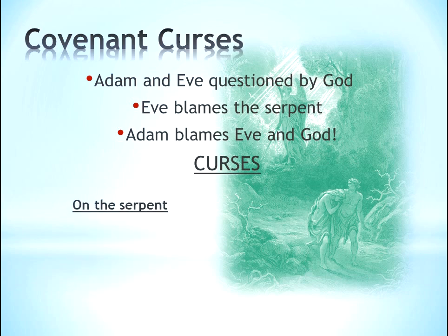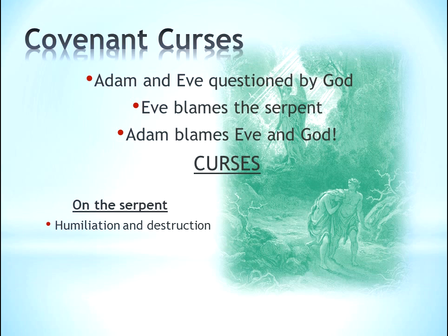Number 1, on the serpent. You notice that God confronts Adam and Eve, but He questions them. He offers a chance to repent. He does not do this with the serpent. He never asks the serpent one question. He turns to him and says, "Cursed are you above all creatures. On your belly you will go, and dirt you will eat."